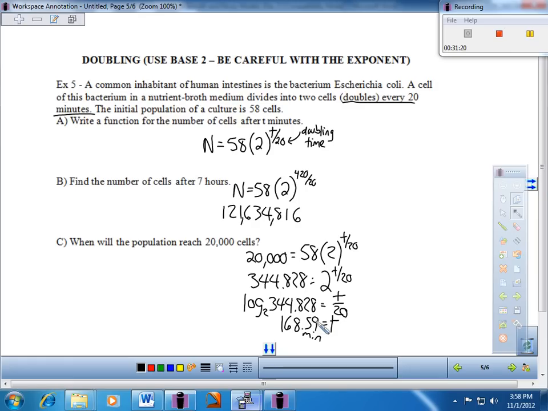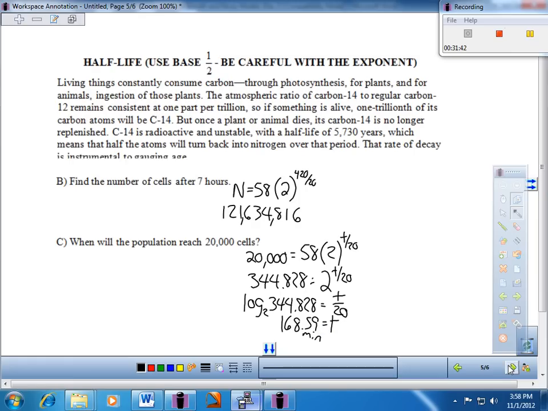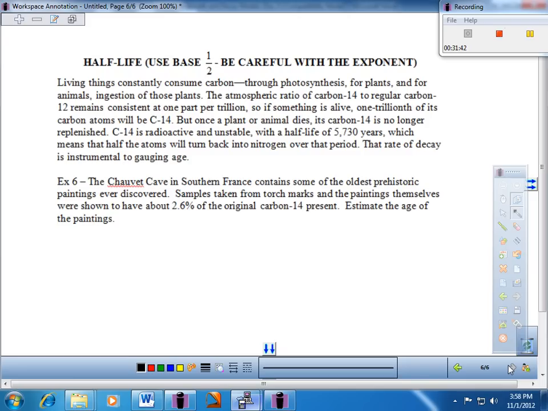Okay, let's do the last one. So this is what's called halving, H-A-L-V-I-N-G. So something that divides in half on a consistent time frame, I guess. So let's see what it says. Half-life, and use base 1/2. Again, be careful with the exponent. And the context that we're going to see this is what's called carbon-14 half-life.